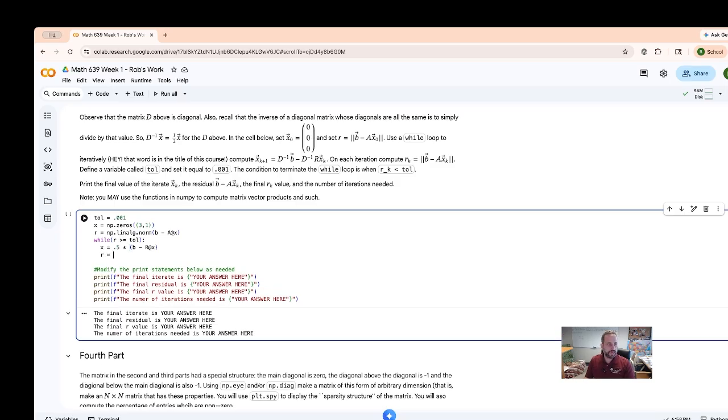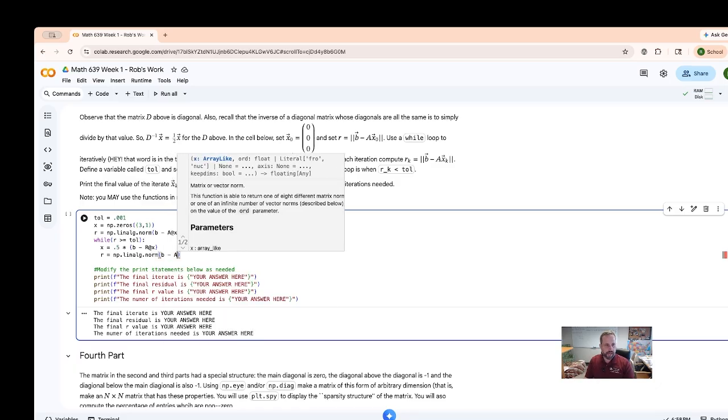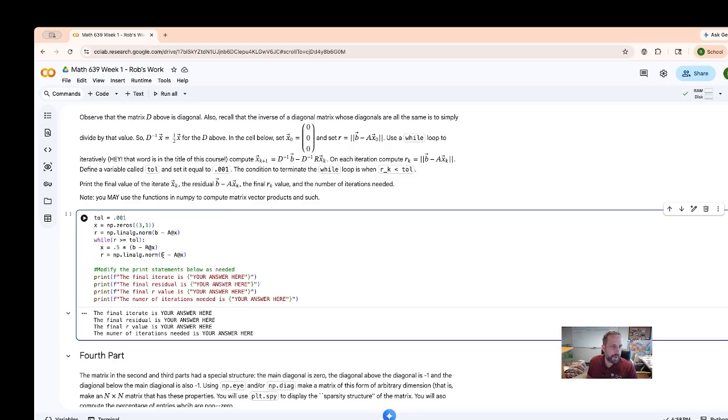And then r is going to be equal to np.linalg.norm(b - Ax). Okay, so this is the update. Notice that even though we are iterating, the first iteration, the second iteration, we're just overriding the previous value, because for this assignment we don't need to keep a list of the residuals or a list of the x iterates. We just need to know the last one, so we're just going to keep overriding what we've done before, and that's exactly what's happening here.